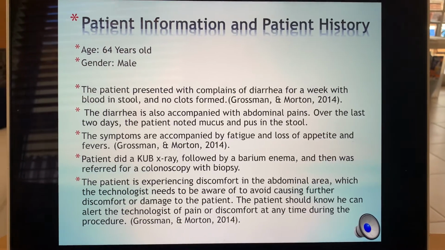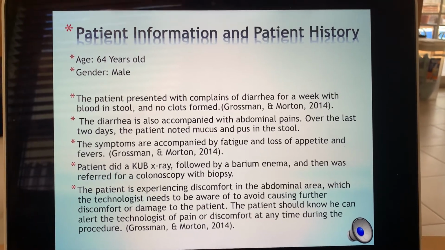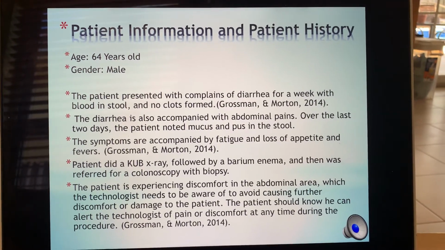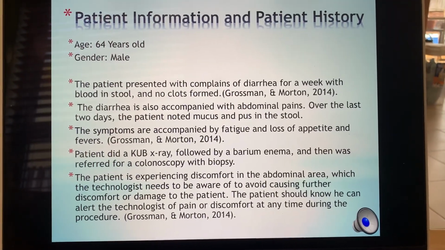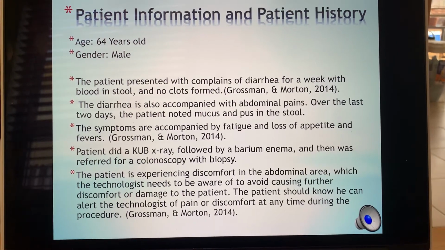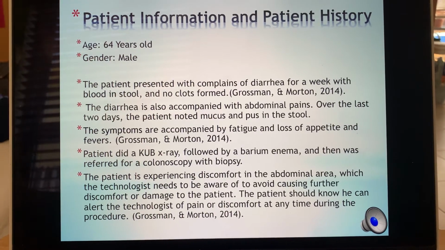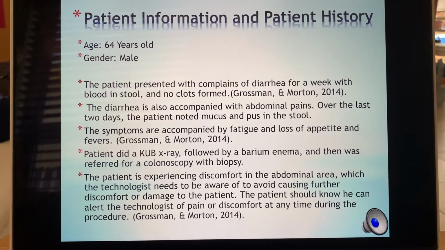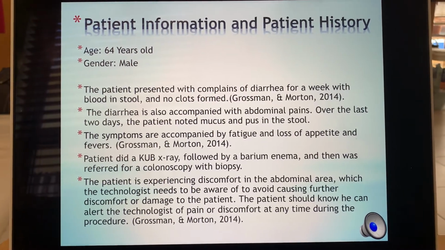Patient information and patient history. A 64-year-old male. The patient presented with complaints of diarrhea for a week with blood in stool and no clots formed. The diarrhea is also accompanied with abdominal pain. Over the last 2 days, the patient noted mucus and pus in the stool. The symptoms are accompanied by fatigue, loss of appetite, and fever.